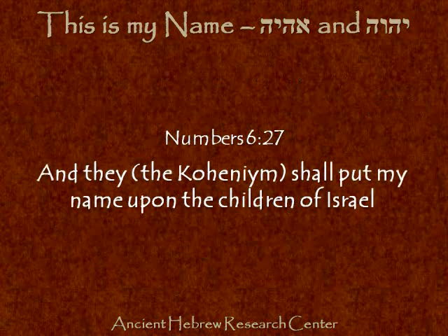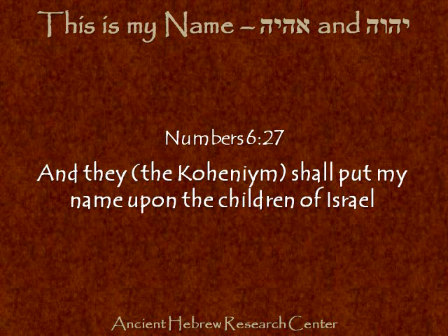Another verse is Numbers 6:27. And they, the Kohanim, the priests, shall put my name upon the children of Israel. Now, at first glance here, this really doesn't make a lot of sense, because how do you put a name on a people? Are they supposed to write this on them? But we have to understand that the Hebrews wrote very concretely. They used concepts that you can see, hear, smell, taste, and touch. So what this is talking about is taking the character of Yahweh and giving it to the people.